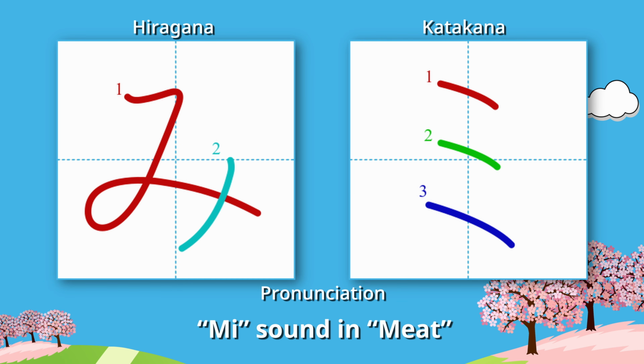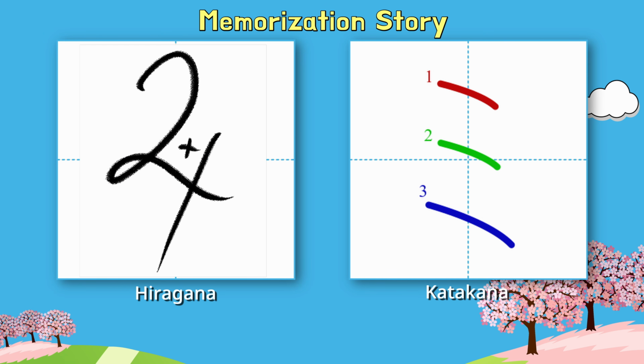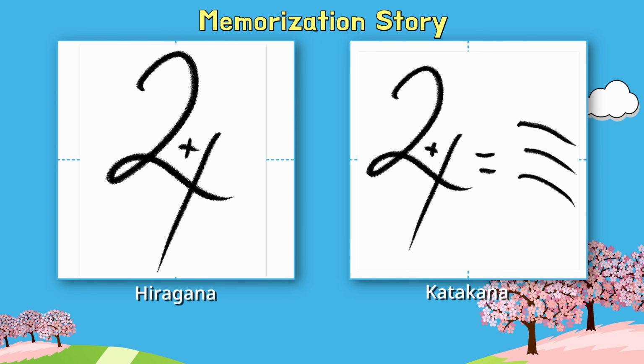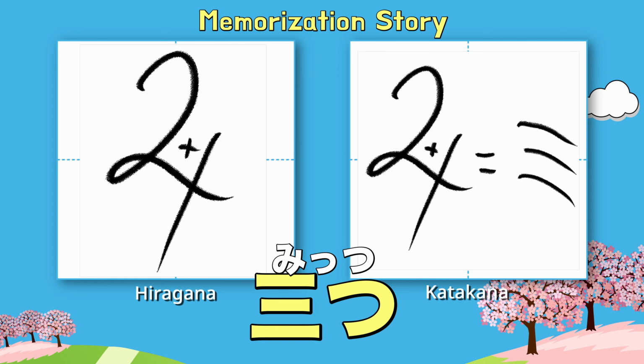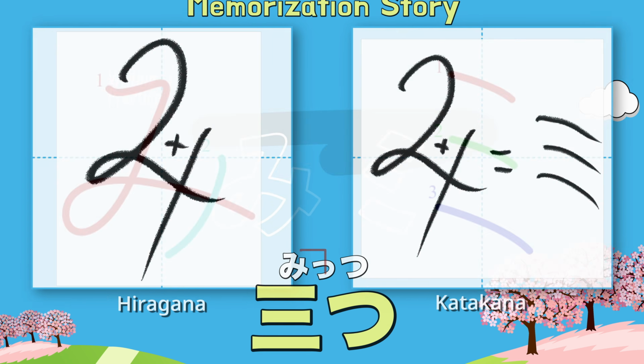These characters represent the mi sound in meet. The hiragana mi looks like a 2 and 1 combined, or added. 2 plus 1 equals mi, which has 3 lines, and incidentally looks almost the same as the kanji for 3, and gives us both the hiragana mi and the katakana. Also, when counting objects, the number 3 is mitsu in Japanese. We'll learn about that tiny tsu later on.